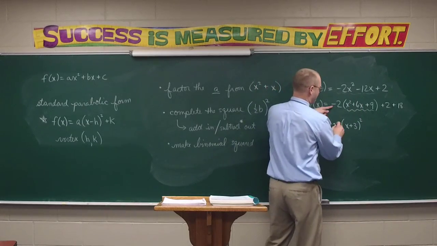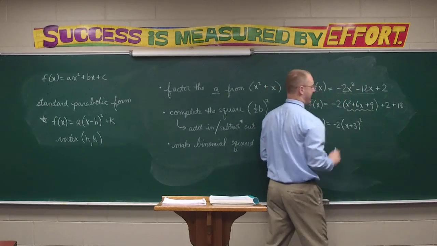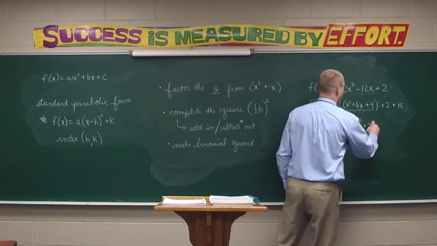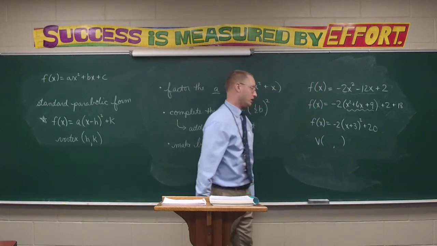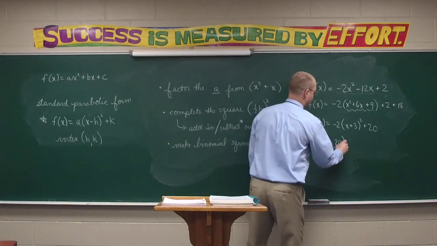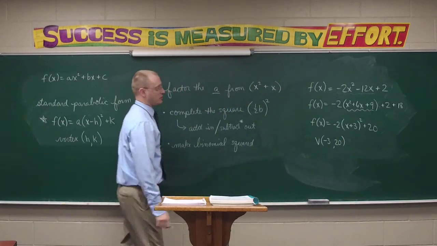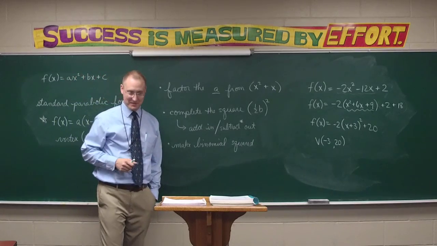All right, we'll also keep the negative 2, right? That was the coefficient. And I'll combine these numbers here, Maddie, to get 20. So what is the vertex of the parabola here, Brandon? Negative 3, 20. And aren't you glad you don't have to graph that? All right, questions on this?